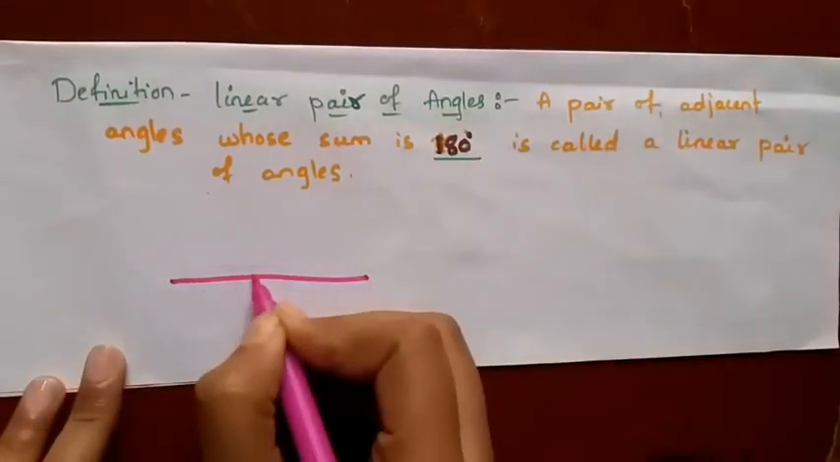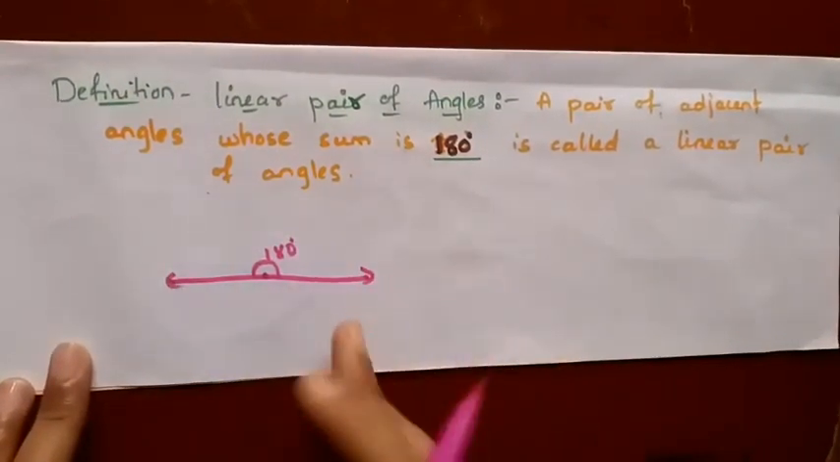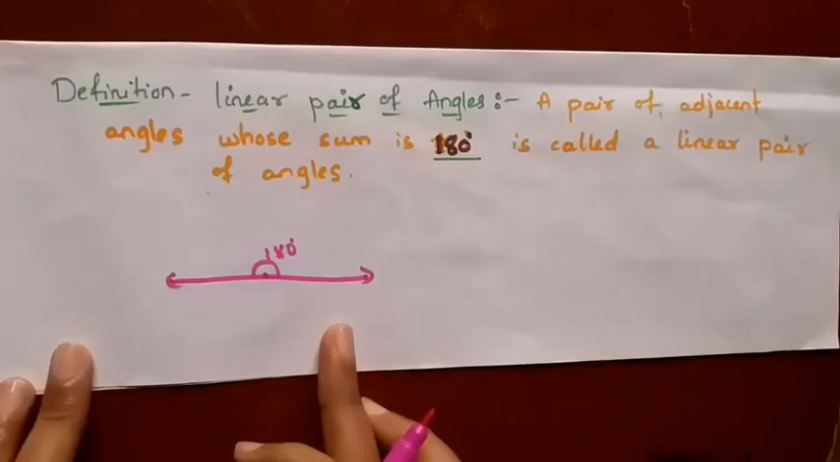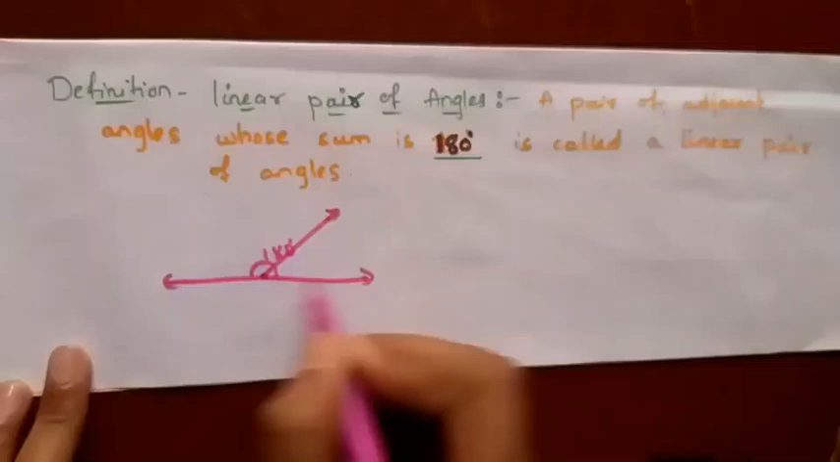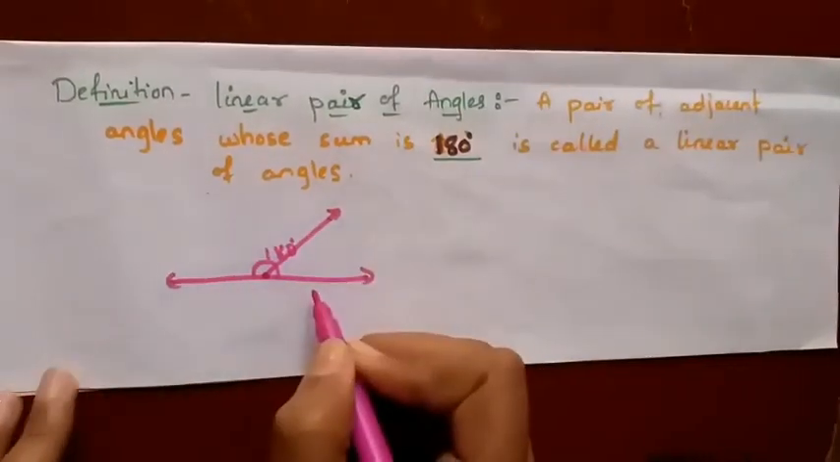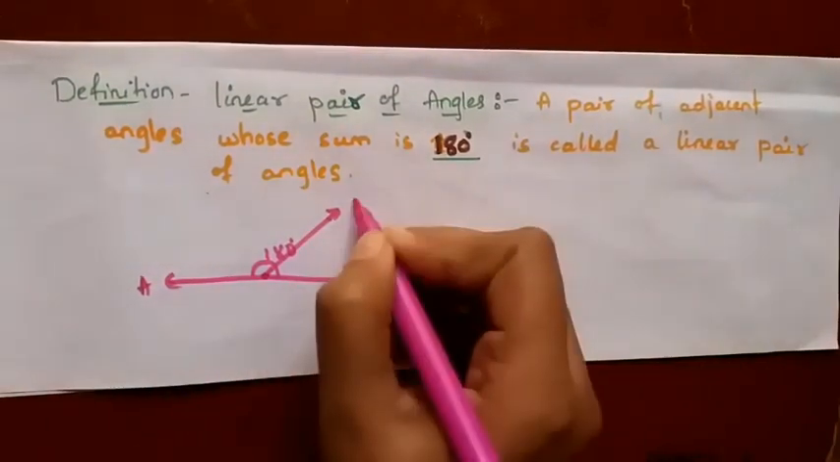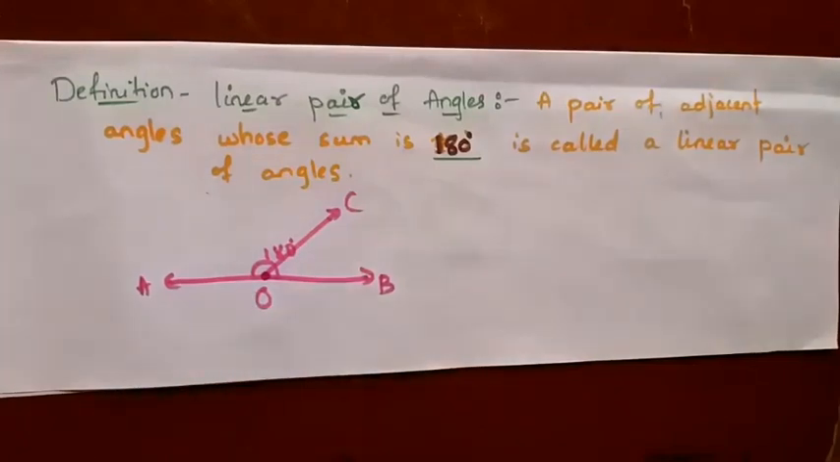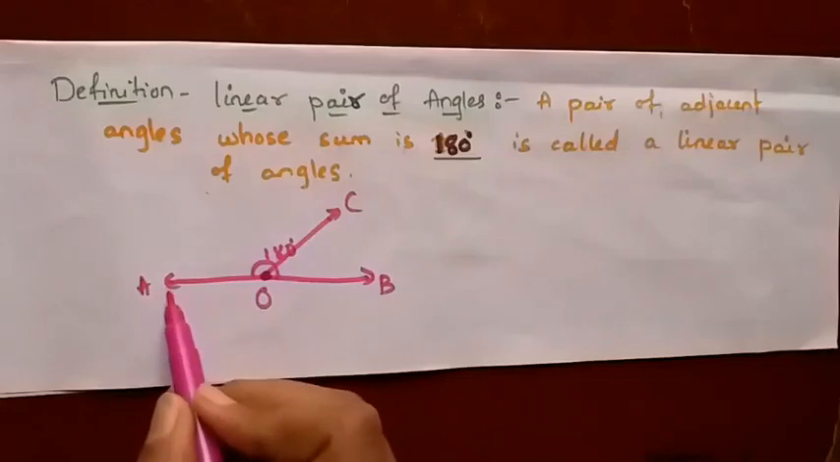This means first we have to draw the straight angle, which always measures 180 degrees. Next we have to draw the adjacent angles. For that, we need a ray. If a ray stands on a line, then this type of figure is said to be a linear pair of angles. Here give the names A, B, C, and this point is O. Here OC is the ray which intersects the line AB.